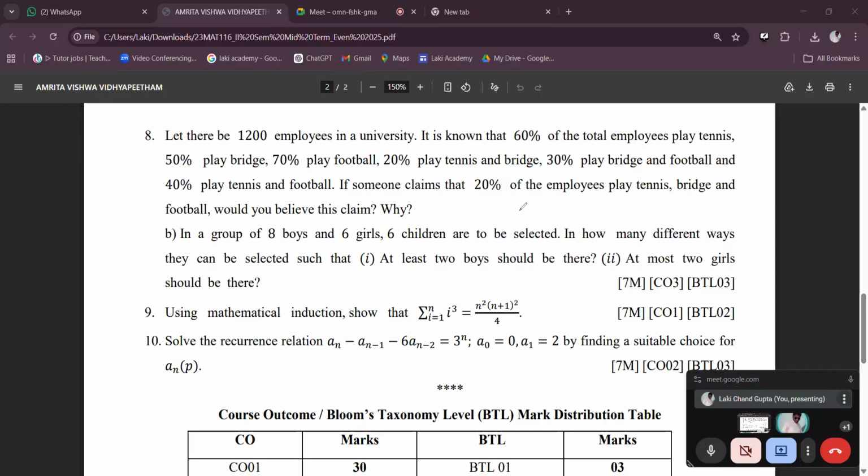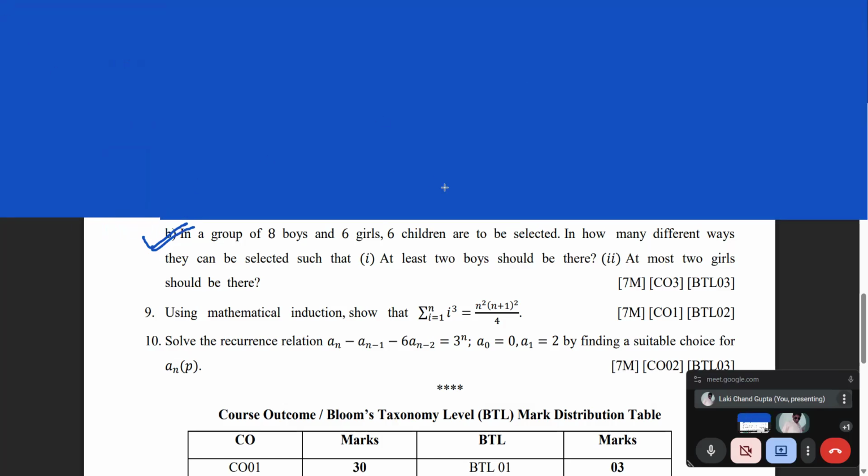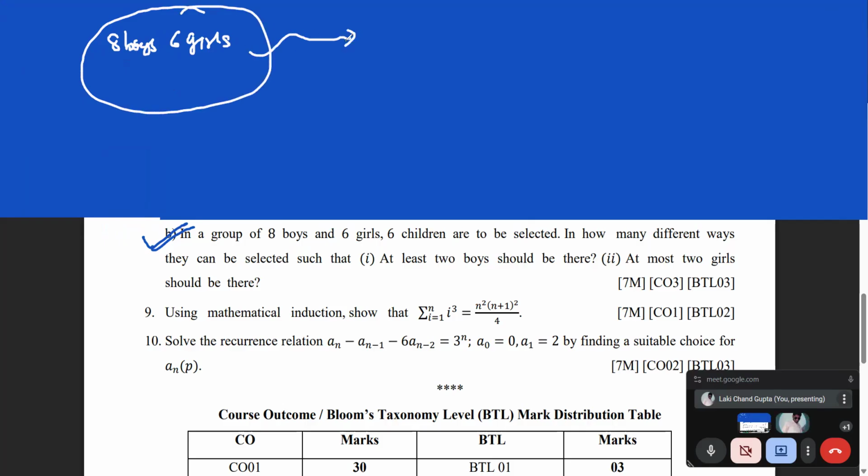That is a different part. This is a combination question. See, in a group of 8 boys and 6 girls, 6 children are to be selected. So from these, you have to select 6 children.